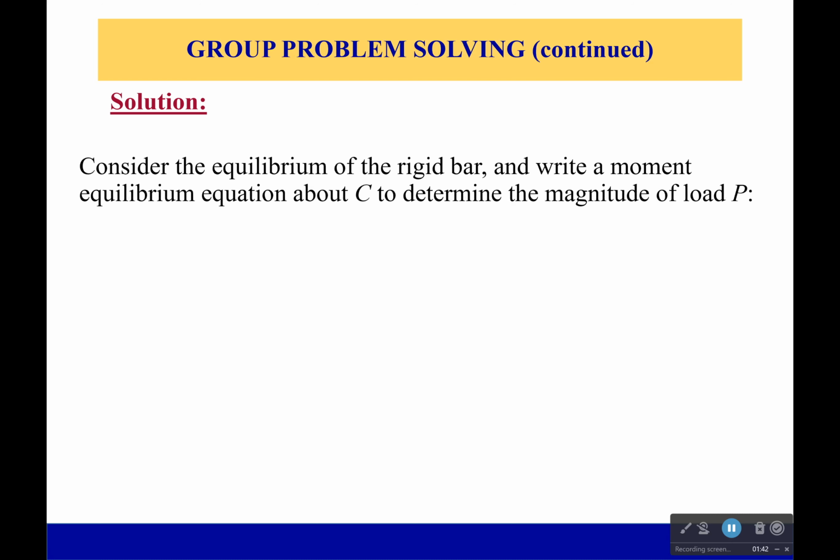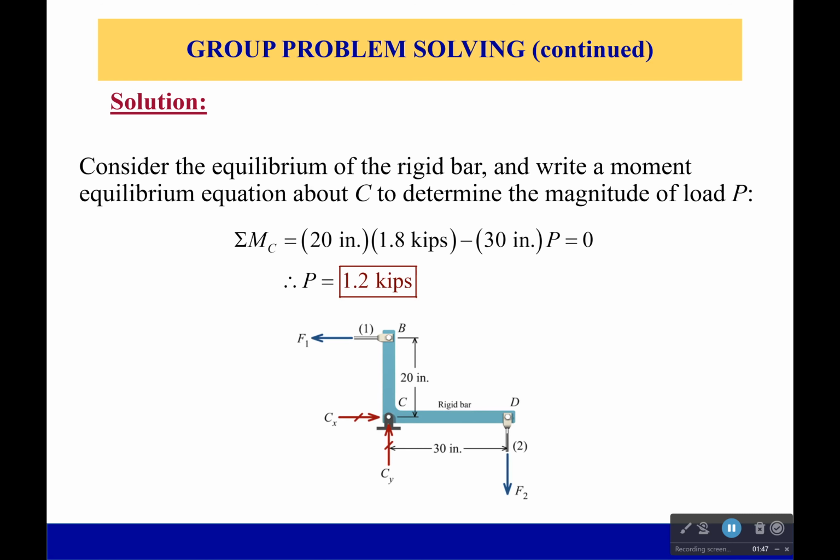Now let's look at the equilibrium of the rigid bar and try to figure out what that load P would have to be. So if we look at it right here, take a moment about point C so we get rid of those reaction forces. We have 1.8 kips right here, force 1, that's 20 inches up. And we also have force 2, which is 30 inches away, pulling down. And since I cut it, force 2 is going to be the same as P. So P would have to be 1.2 kips. Okay, so we know what the load is at that point.